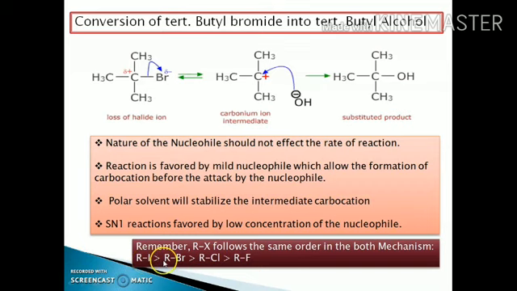RI is more reactive compared to RBr, which is more reactive than RCl, and RF is the least reactive during the SN1 and SN2 mechanisms, as I acts as a better leaving group and F acts as a poor leaving group.